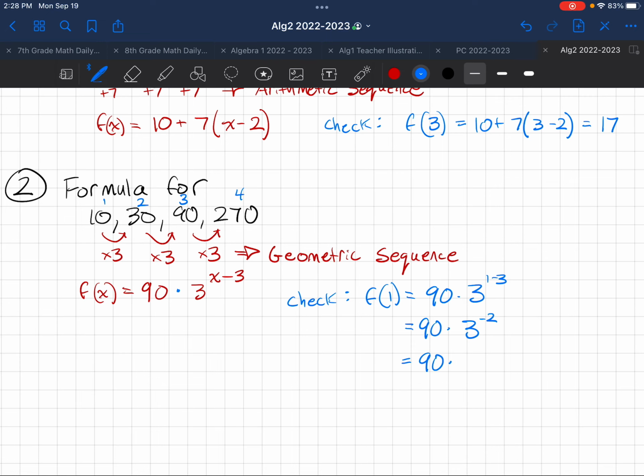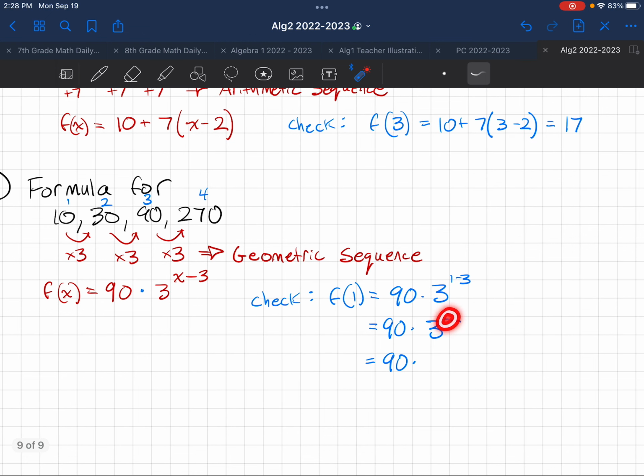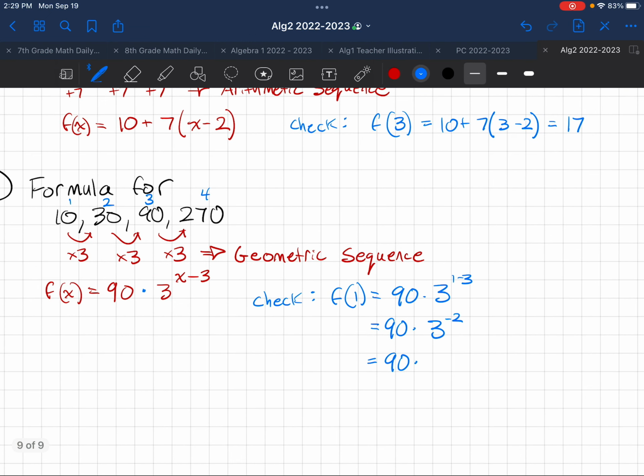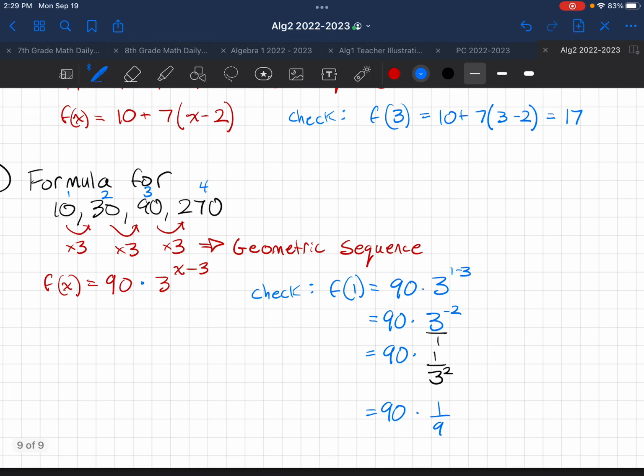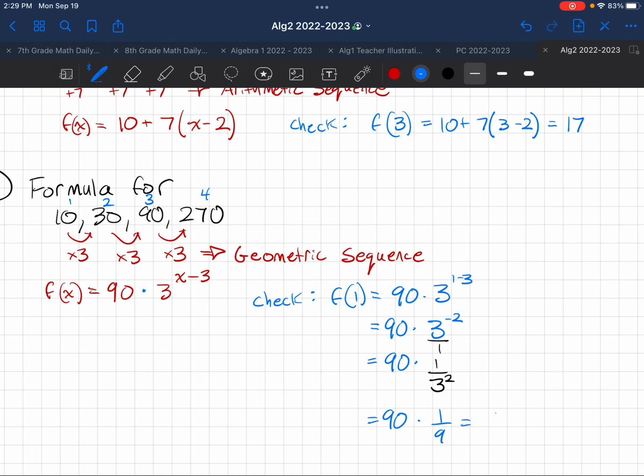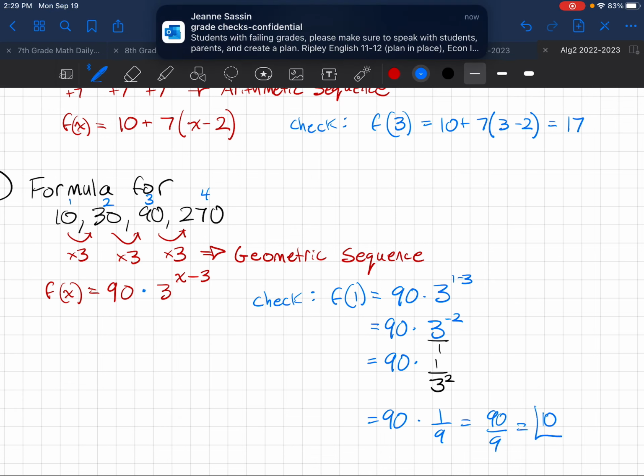If you remember this rule, whenever you have a negative power, you're going to flip it. So it used to be 3 over 1. I'm going to flip it, so it's now 1 over 3. And now I'm going to make that power a positive 2 in the denominator, in the bottom. So if I keep going through that, this is now equal to 90 times 1 over 9. This is going to be 90 over 9, and that is 10. That's the answer that I wanted to get, right? Because that is the first number.